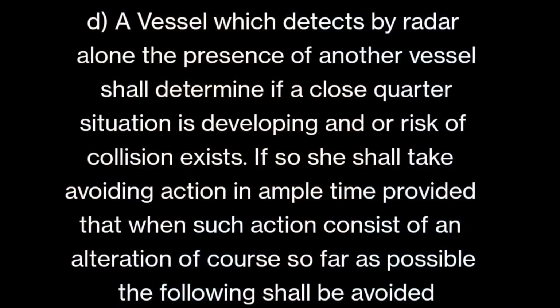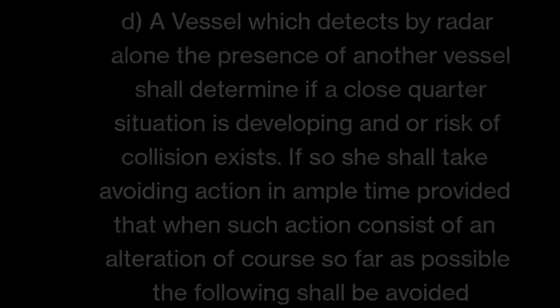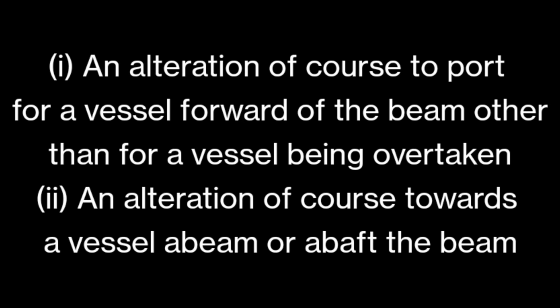Let's read it out. A vessel which detects by radar alone the presence of another vessel shall determine if a close quarter situation is developing and/or a risk of collision exists. If so, she shall take avoiding action in ample time, provided that when such action consists of an alteration of course, so far as possible the following shall be avoided. First, an alteration of course to port for a vessel forward of the beam, other than for a vessel being overtaken. Second, an alteration of course towards a vessel abeam or abaft the beam.